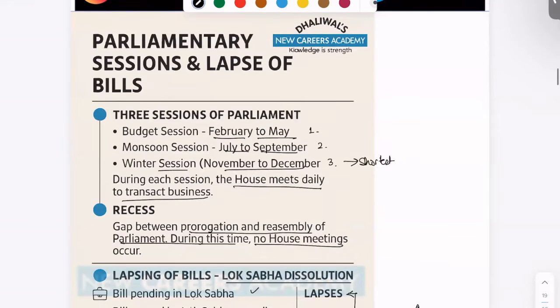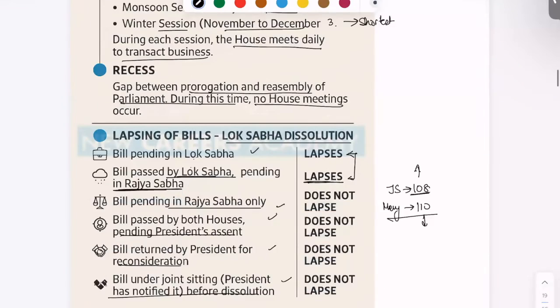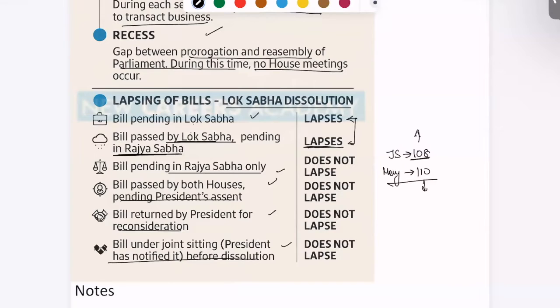Parliamentary sessions and lapses, we've already discussed. Parliamentary session कौन सा है? First is budget. दूसरा क्या है? Third, recess. The break between 2 sessions is called the recess.